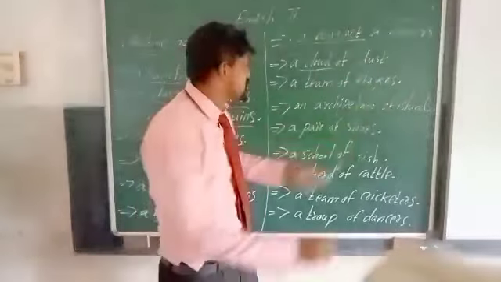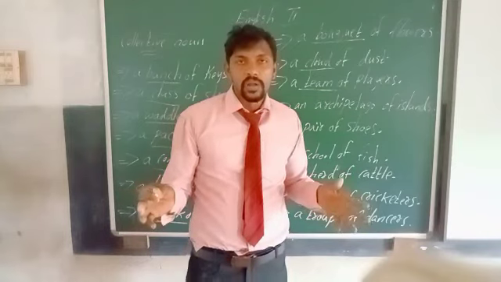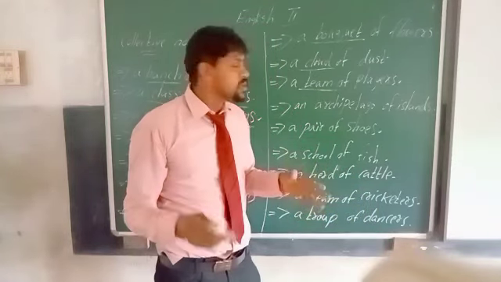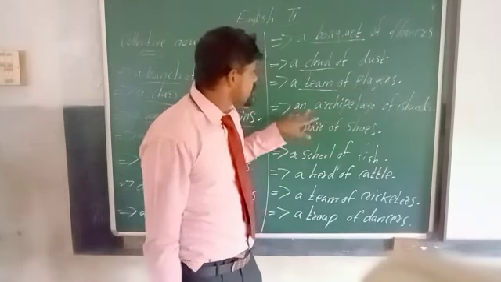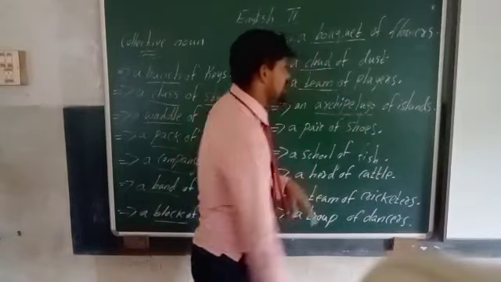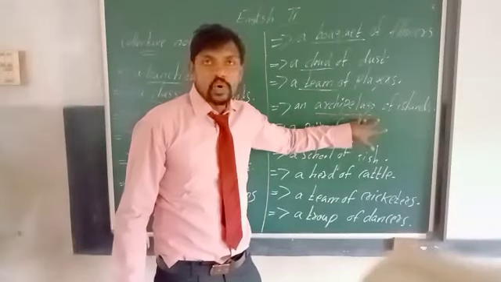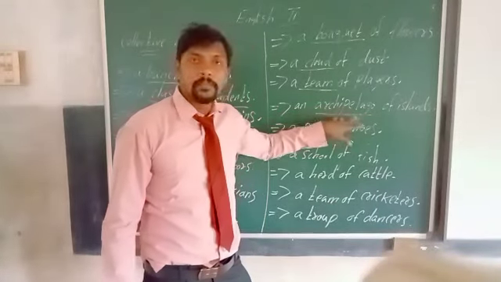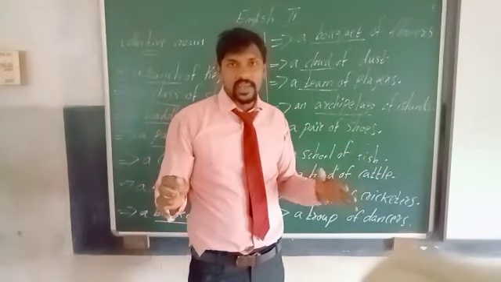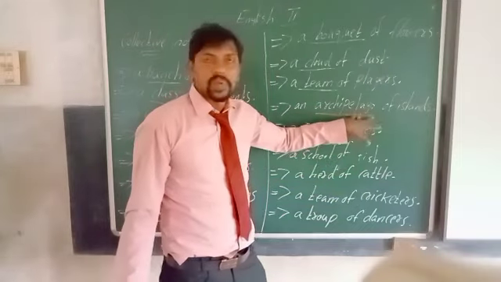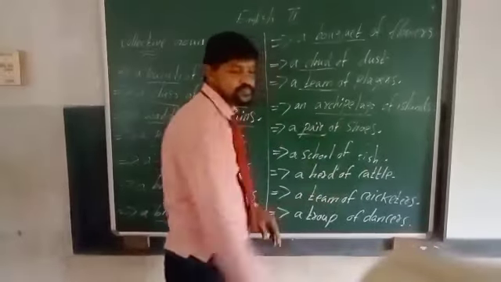A team of players, as I said before: hockey, cricket, football. If there is more number of persons, we will call it a team, a team of players, right? An archipelago of islands. If there is more number of islands, we will call it an archipelago, an archipelago of islands, right?